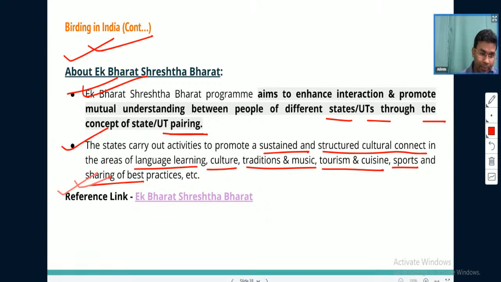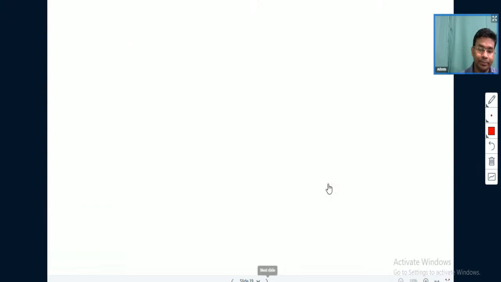If you want to learn more about Ek Bharat Shresth Bharat, you can visit this particular link. It will take you to the website of the Ministry of Tourism, and under that you will understand about Ek Bharat Shresth Bharat. Okay, so Ek Bharat Shresth Bharat comes under the Ministry of Tourism, Government of India.